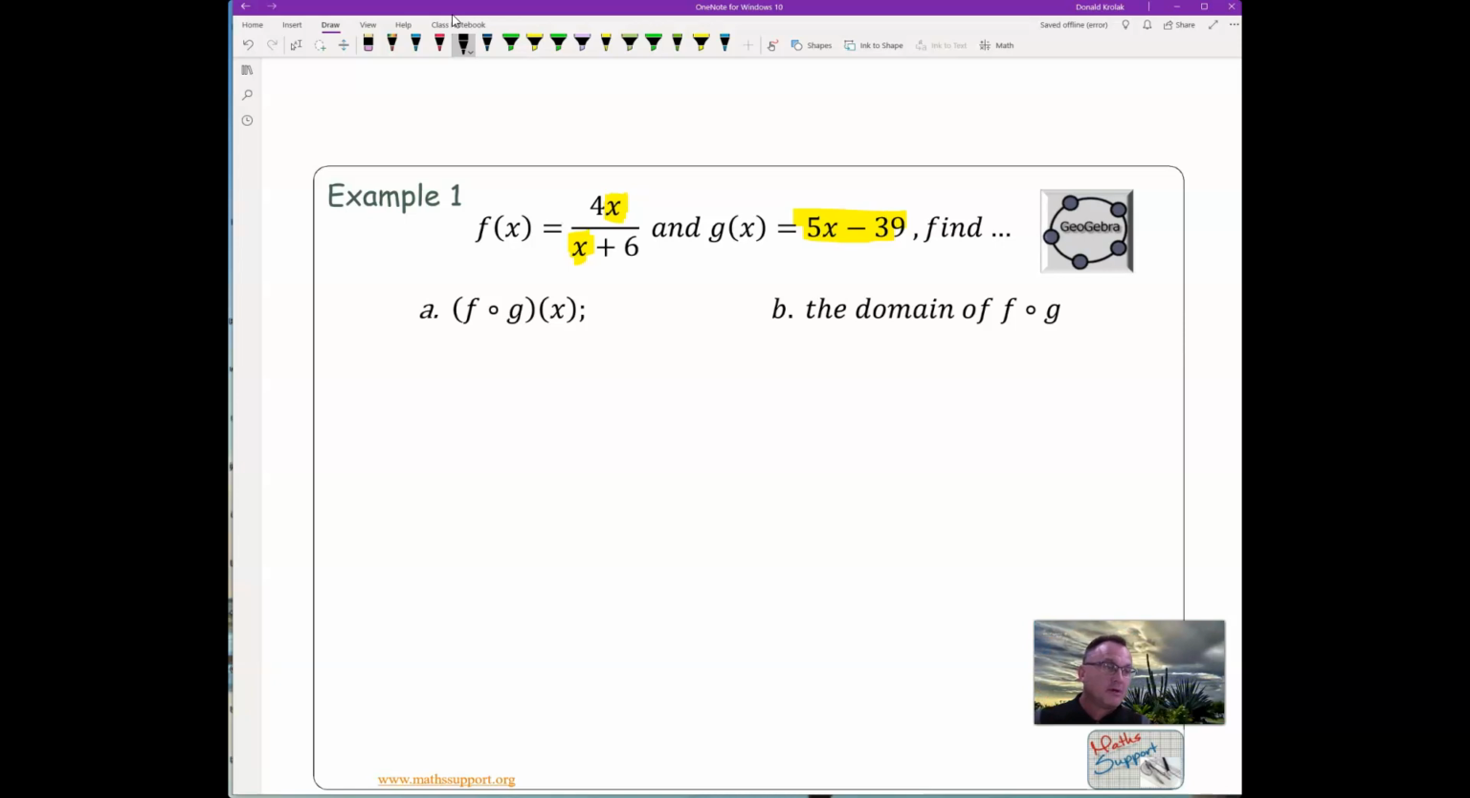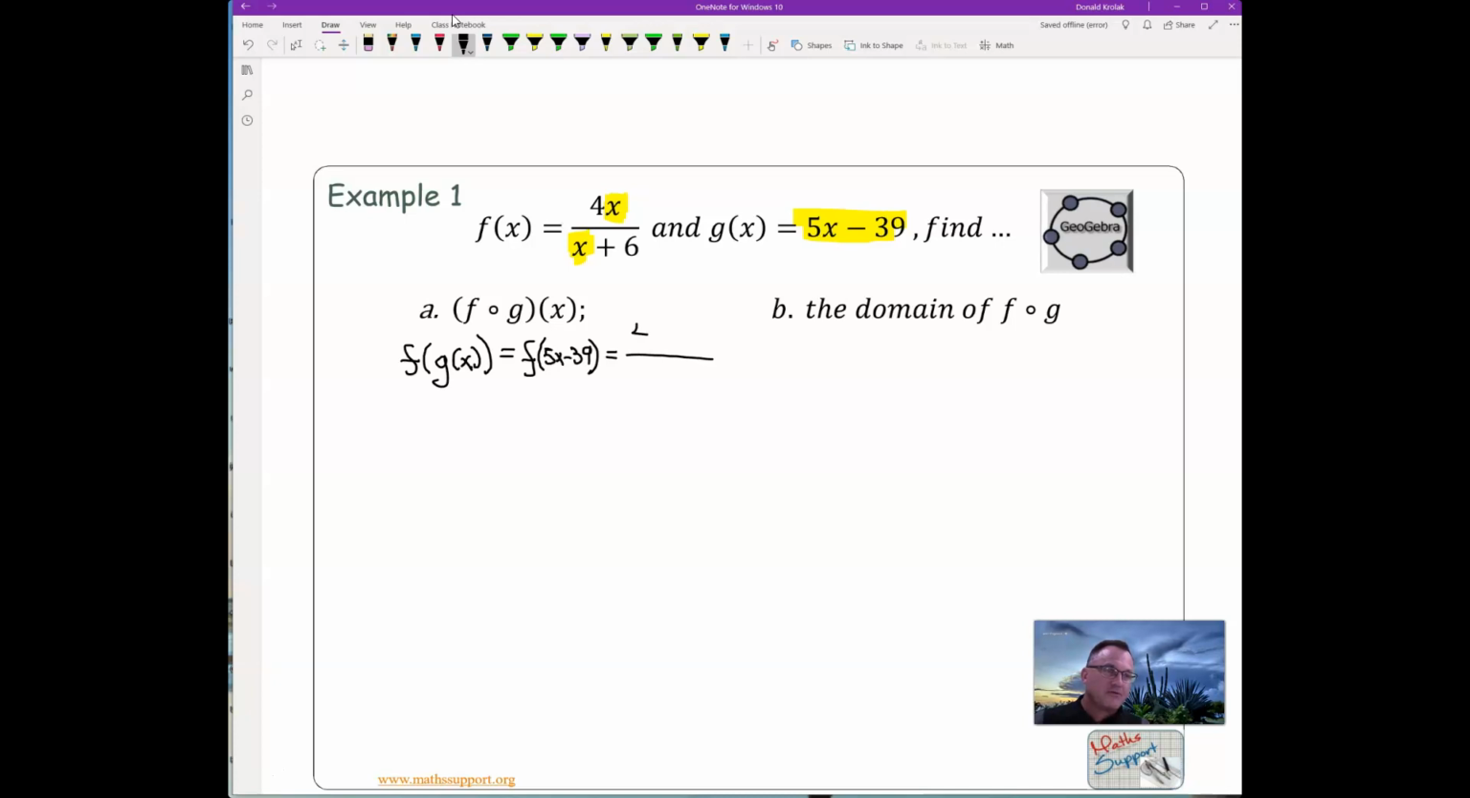The way we would write that out, we'd say the input to function f is actually function g. So that's f. I take out g of x, and I put in what it's equal to, 5x minus 39. Now, I'm going to take that 5x minus 39 and put it in each instance of x.